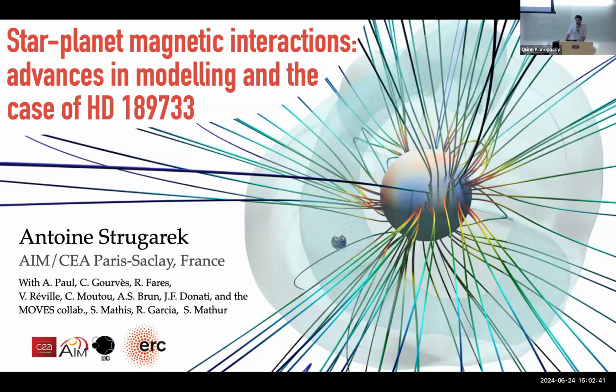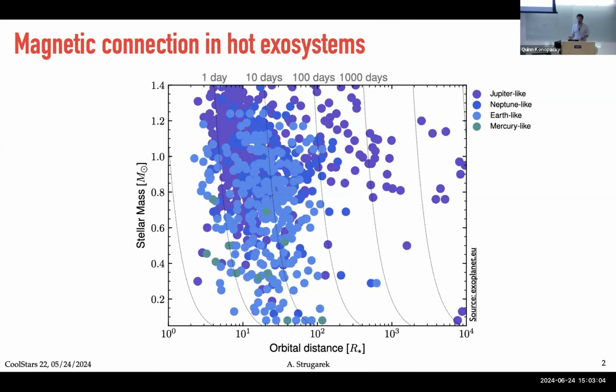I wanted to update you on some progress we made on modeling this star-planet interaction Ekaterina was speaking about, and also a new observational campaign that we've conducted on HD 189733, which is one of the most iconic systems where people have looked for such star-planet magnetic interactions. As Ekaterina said, we've been searching for that for a long time. It's a bit elusive, but there are good reasons why we are searching for it.